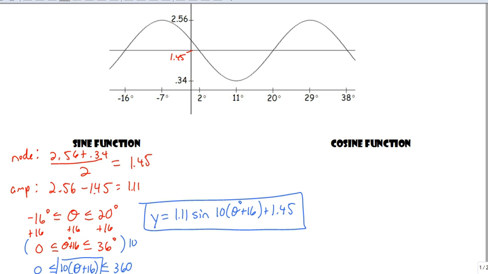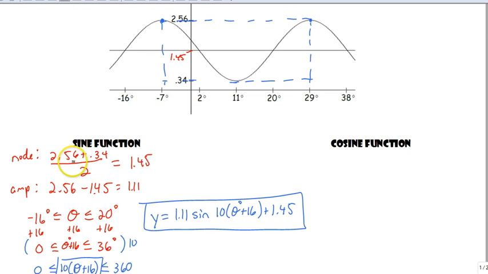So for cosine, let's go here. Cosine starts at a top or a bottom and goes back to the top or bottom. So if I want to box off a cosine curve, this is what it would look like. I'm going to graph that or write an equation with respect to that curve right there.